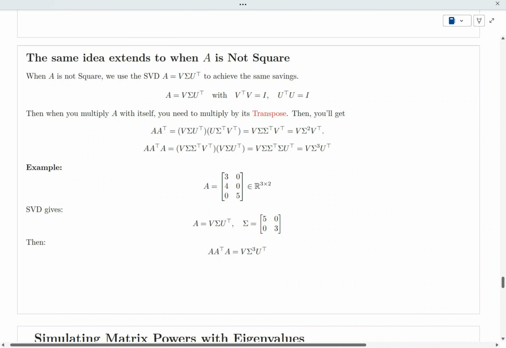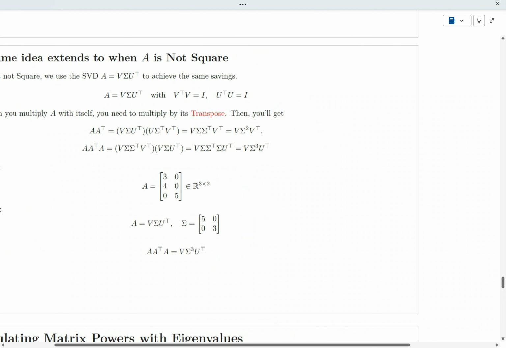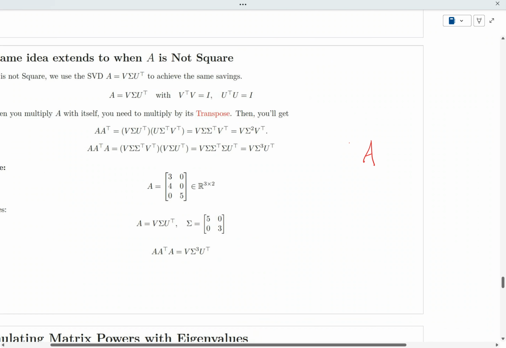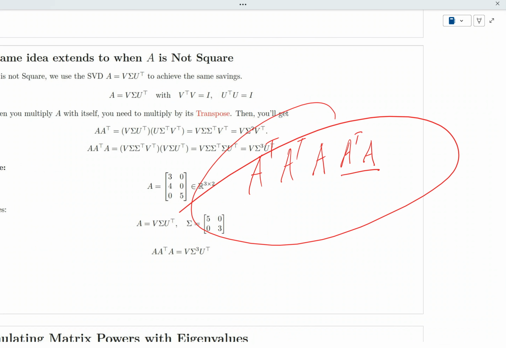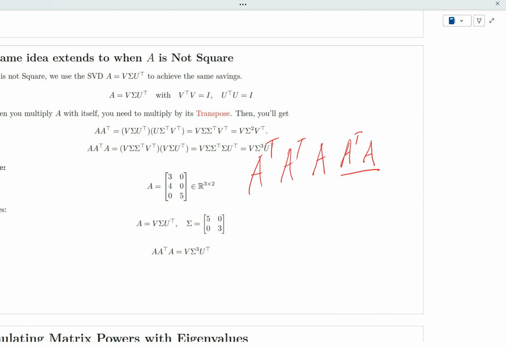Now, the same idea extends when A is not square, right? If it's not square, remember you need to multiply A by A transpose. And then if you want to increase the power again, you're going to multiply by A again, then A transpose. So by rotating this, you can essentially constantly multiply to the same power.